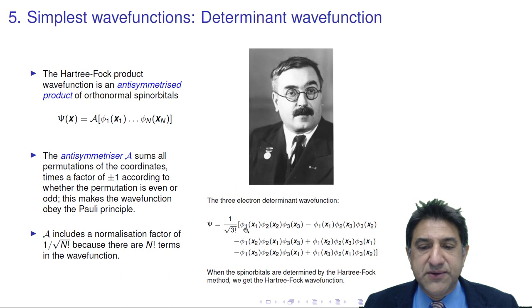So here's the product wave function of Hartree. Phi1 of X1, Phi2 of X2, Phi3 of X3. What do we do now? Well, we can swap the coordinates of electrons 2 and 3. So that becomes Phi2 of X3 and Phi3 of X2, but we've got to add a minus sign. Then we can swap 1 and 2. Phi1 of X2, Phi2 of X1, minus sign.